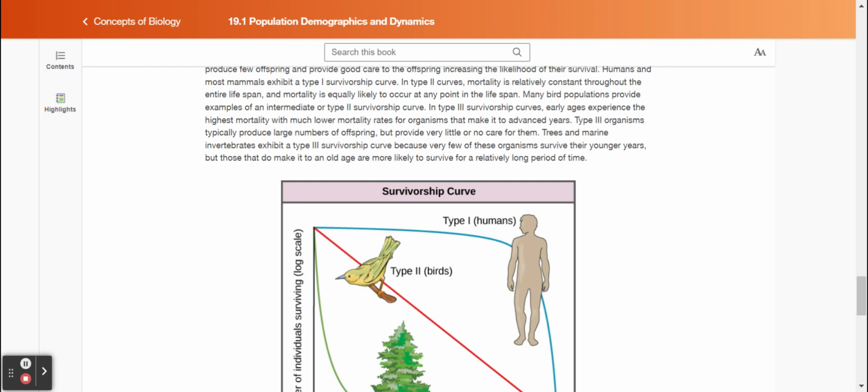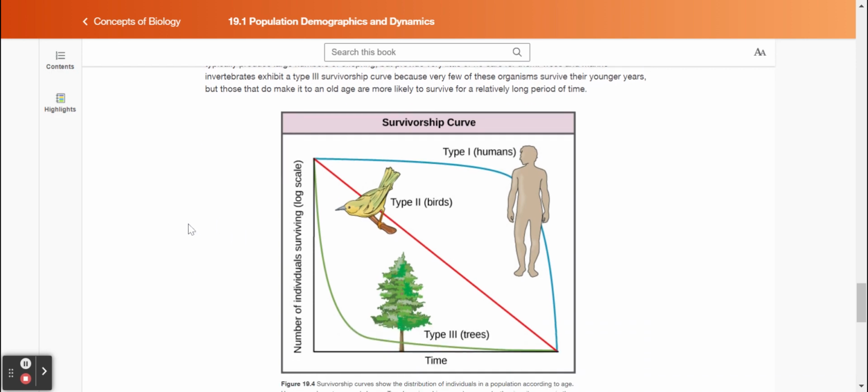In type 3 survivorship curves, early ages experience the highest mortality rate with much lower mortality rates for organisms that make it to advanced years. Type 3 organisms typically produce large numbers of offspring, but provide very little or no care for them. Trees and marine invertebrates exhibit a type 3 survivorship curve because very few of these organisms survive their younger years. But those that do make it to an old age are more likely to survive for a relatively long period of time.